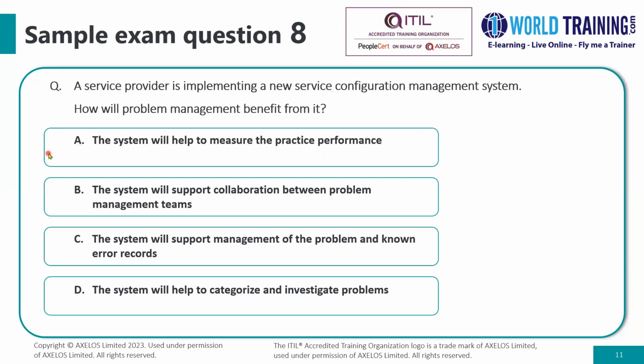We begin with option A. That would be incorrect because service configuration management systems cannot be used to measure the practice performance. And option B is also incorrect because they cannot be used to support collaboration. And option C is also incorrect. They cannot support management of the problem and known error records. However, service configuration management systems can help to categorize and investigate problems. They support the problem categorization and investigation.